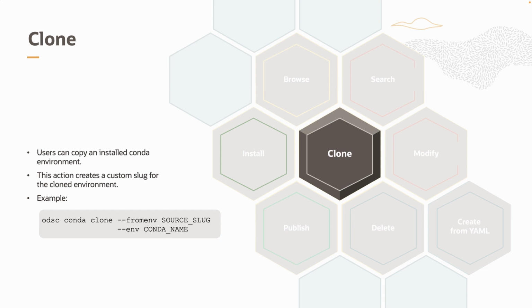The source slug is the slug of the installed Conda that you want to clone, and then you can give your new Conda environment a new name using the --env option. This will automatically create a new slug for you, and you'll be able to identify the Conda environment by the Conda name that you've given it.